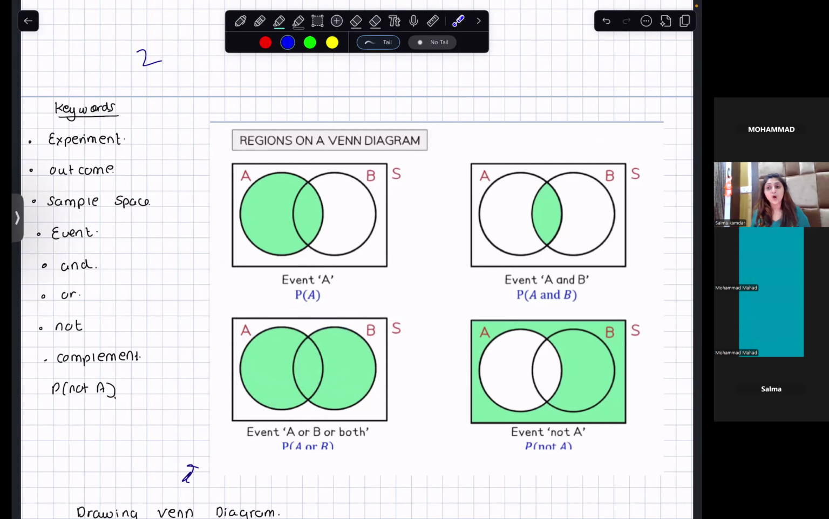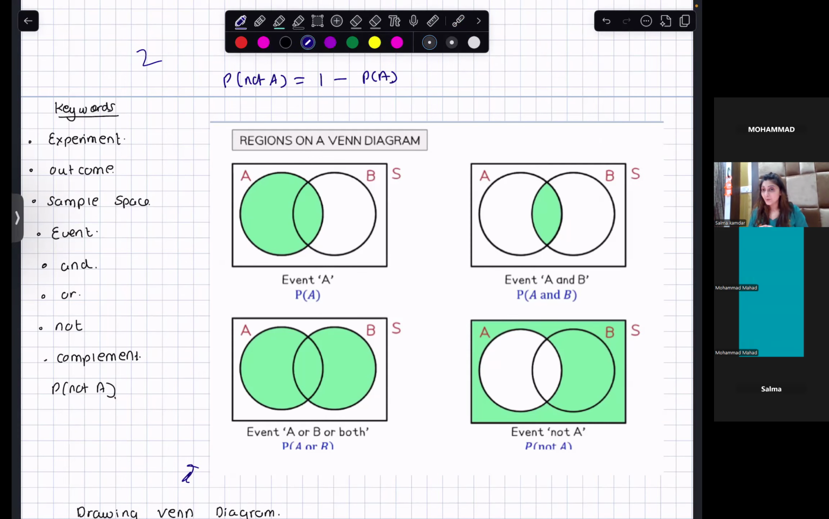When I talk about not, it means everything except for the thing. Not is also called complement. If you see over here, what is highlighted? Not A. So it is also called complement of A. How do you find probability of not A? 1 minus probability of A. So these are the things.